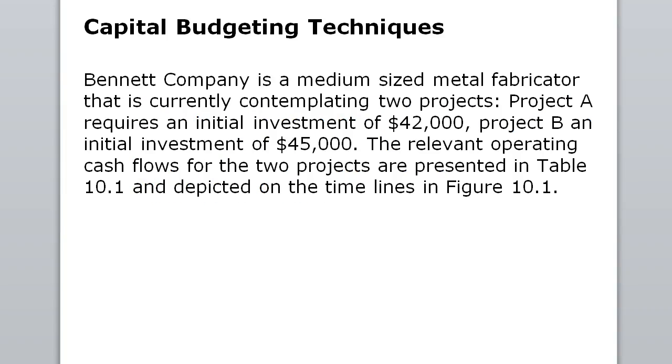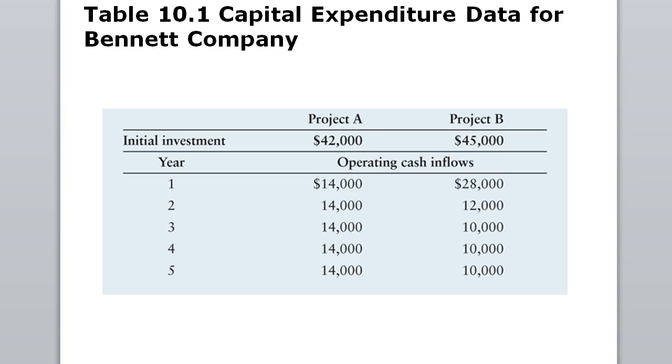Okay, so capital budgeting techniques. Let's go over this. Bennett Company is a medium-sized metal fabricator that is currently thinking about two projects. Project A requires an investment of $42,000. Project B requires an investment of $45,000. The relevant cash flows for the two projects will be presented here.